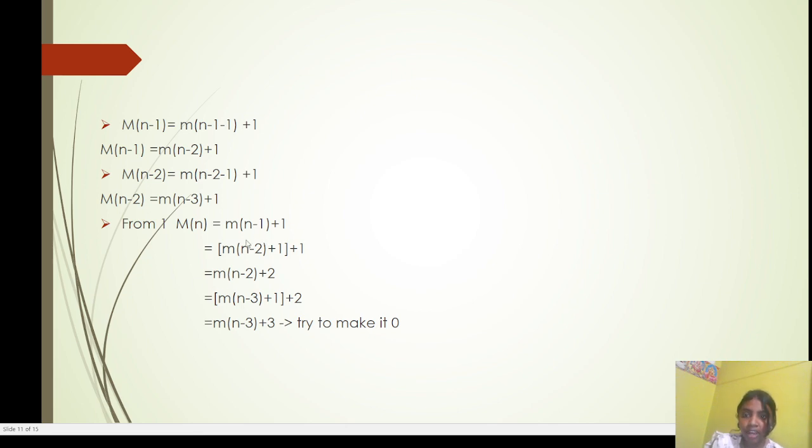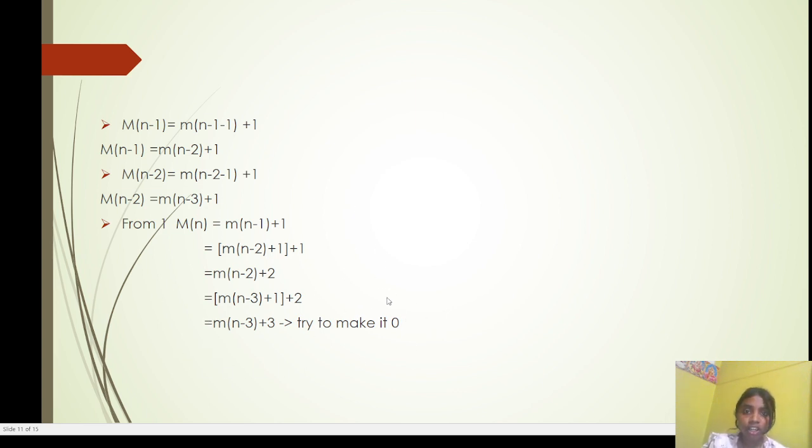When we find the value of m of n minus 1, m of n minus 1 is equal to m of n minus 2 plus 1. Substituting it, with the plus 1, we get m of n minus 2 plus 2. And we know that m of n minus 2 is equal to m of n minus 3 plus 1. Substitute it here: m of n minus 3 plus 1 plus 2, we get m of n minus 3 plus 3.